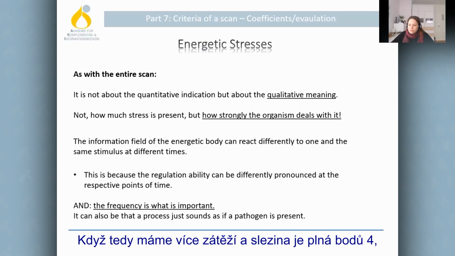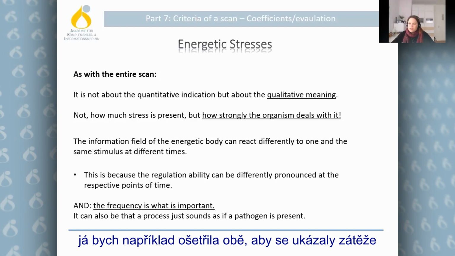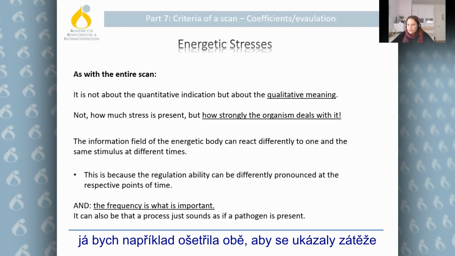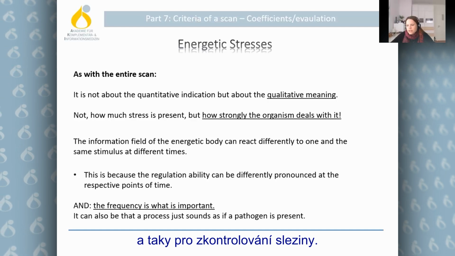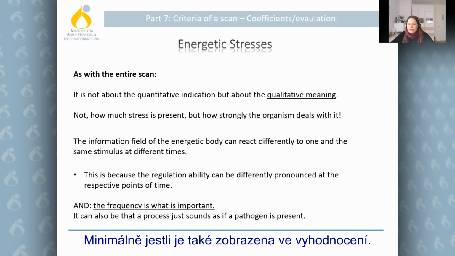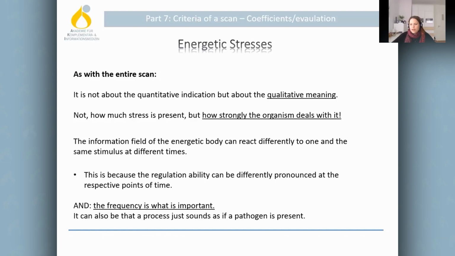So when you have a lot of stressors and the spleen full of 4 entropy points, for example, I would treat both, to bring out the stressors, but also to check the spleen, maybe what's listed in the evaluation already, or just to use a program for the immune system with the BICOM.